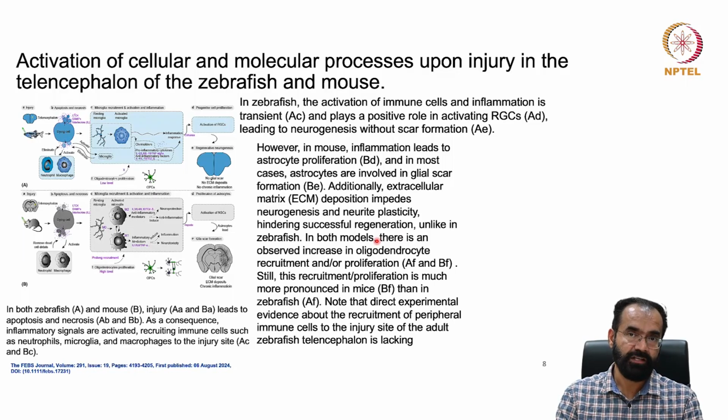Unlike in zebrafish, note that point also, in both models there is an observed increase in oligodendrocytes, which is a central nervous system specific glial cell, oligodendrocyte recruitment and their proliferation.